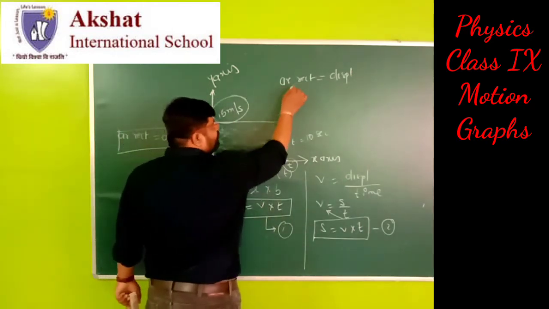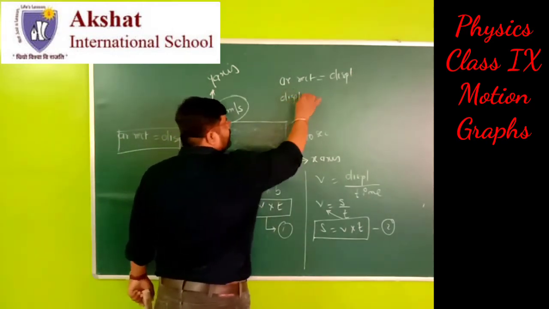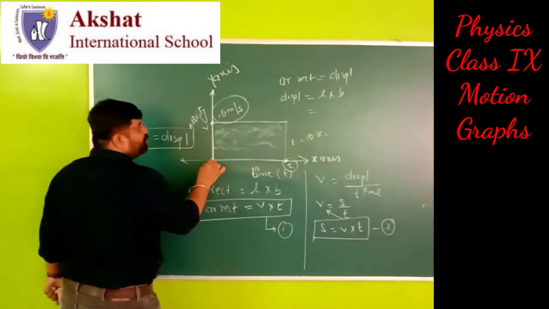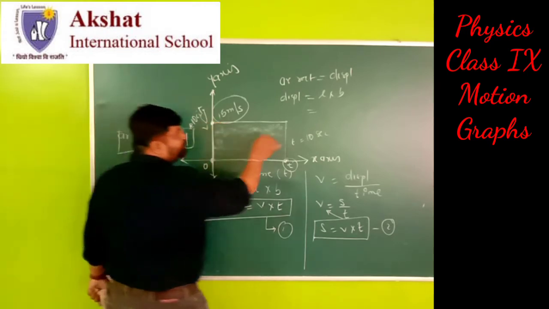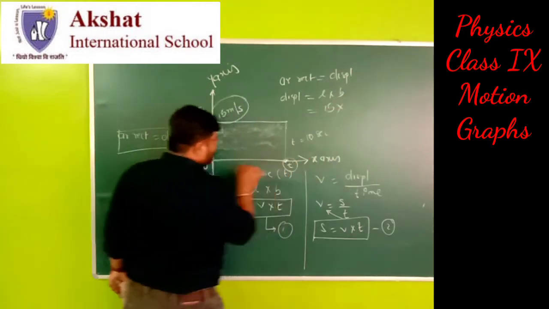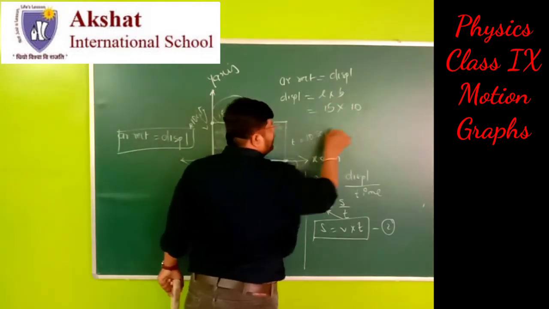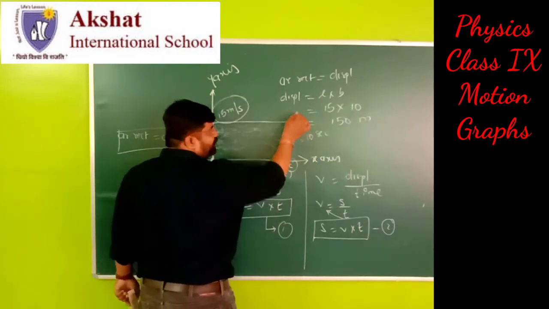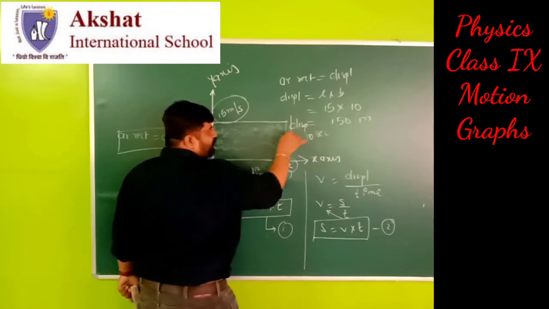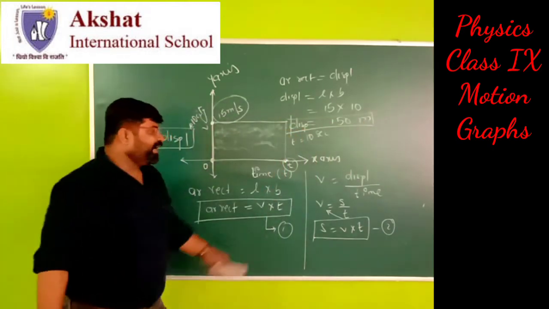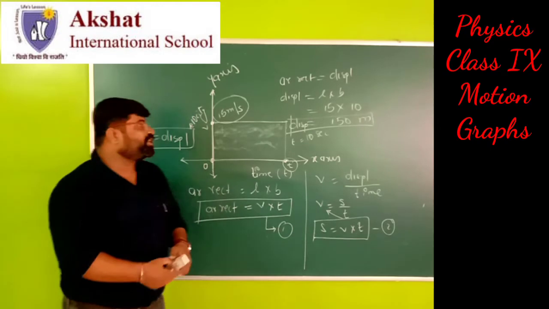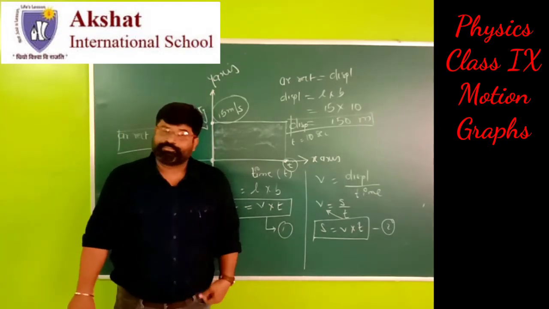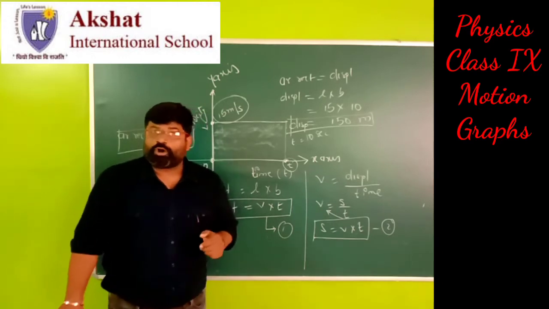So I can write that displacement here will be area, that is length into breadth. The velocity is 15 meters per second and the time is 10 seconds. So the object will cover 150 meters in 10 seconds if the object is moving with a constant velocity of 15 meters per second. I hope you got it.